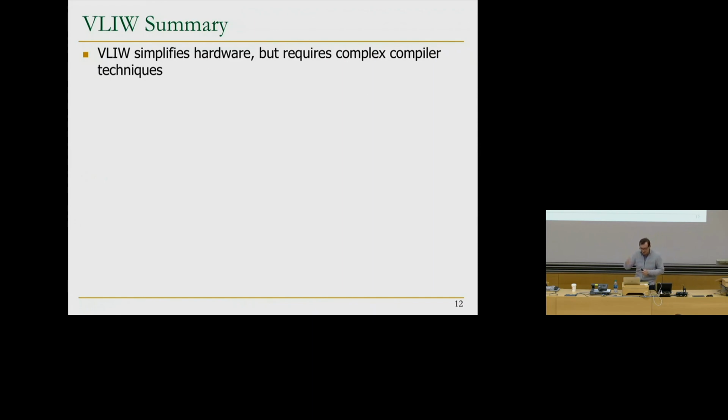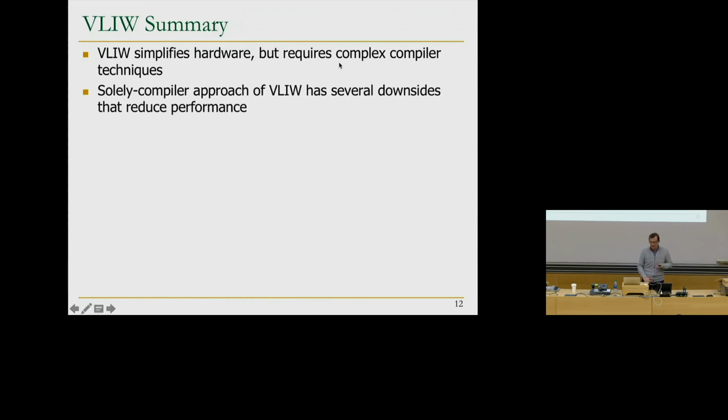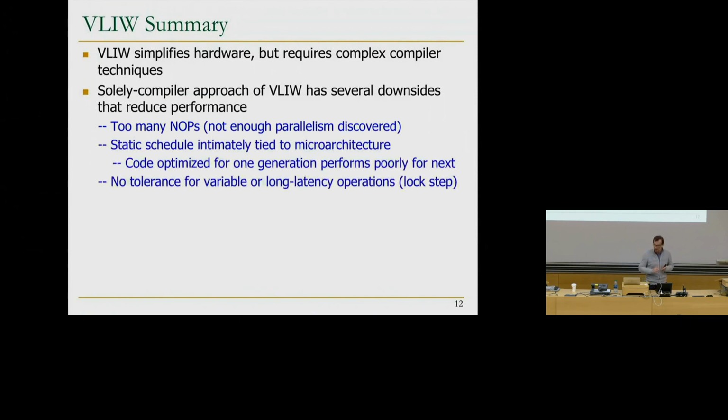I'm going to summarize, and then we're going to move on to the next topic. But it requires complex compiler techniques. So the solely compiler approach to VLIW has several downsides that reduce performance. Essentially, people figured out that there were too many no-ops because not enough parallelism was discovered, especially in general purpose code. If your code is very specific and has a lot of parallelism, this actually works really well. That's why embedded processors took advantage of this really well. And also, there is another reason why embedded processors took advantage of it, because they required less cost. So the hardware was a big deal in the embedded processors.